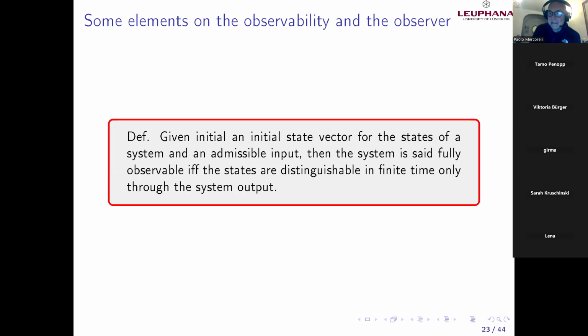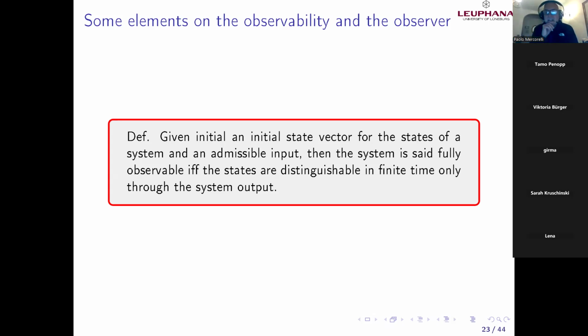Yeah, here it's exactly so: fully observable, if and only if. Please pay attention, the definition typically says "if" but means "if and only if." Here it is specified that the states are distinguishable in finite time only through the system output. Here it is not specified what I am measuring, but in general it means it doesn't matter what I measure. It makes sense, no? Makes sense.